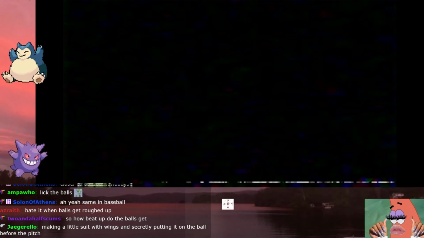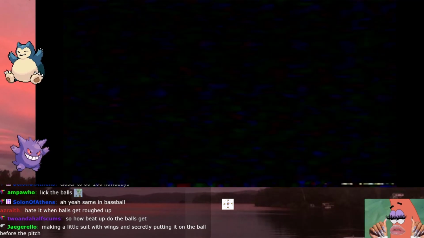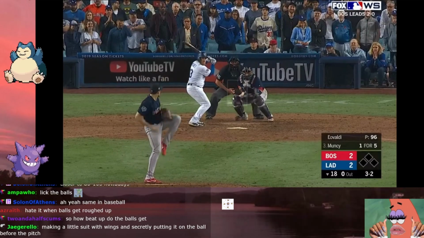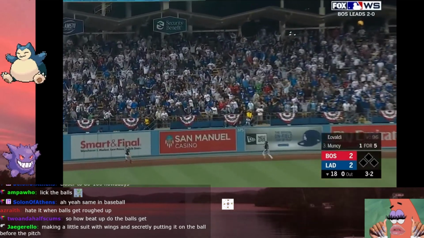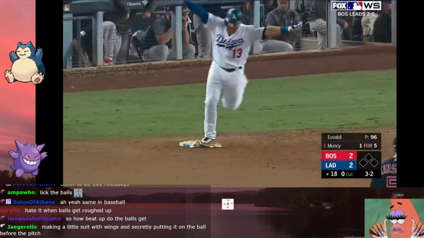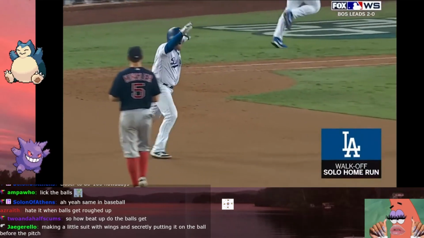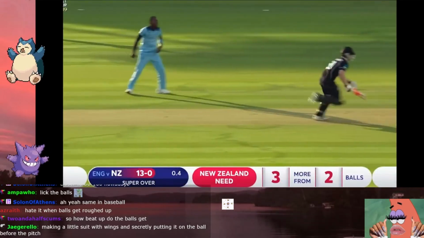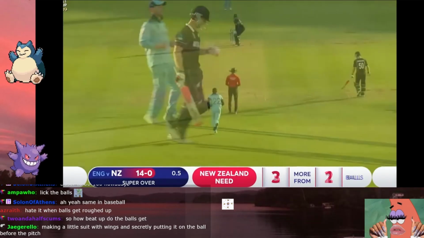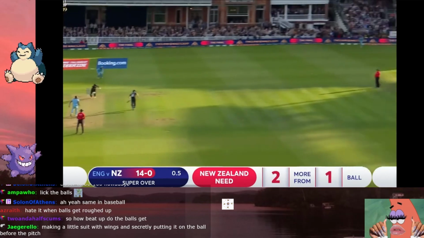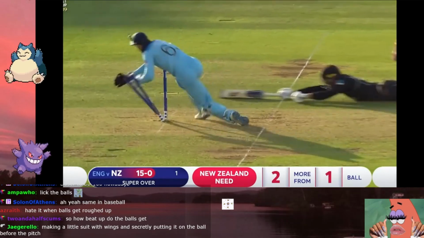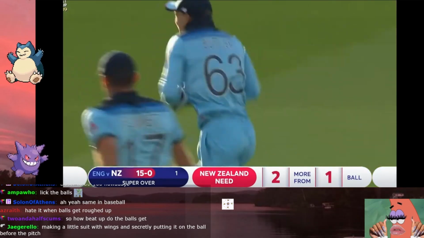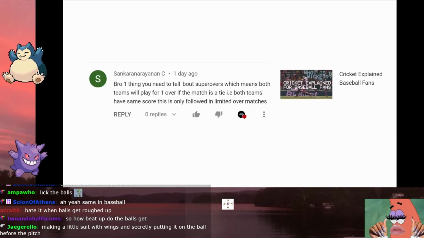Another similarity between the two games is that baseball and limited overs cricket deal with ties basically the same way. In baseball, if the game is tied after the 9th inning, they go on to extra innings, which is where additional innings are played until one team has scored more runs than the other team at the end of the inning. And in limited overs cricket, if the game is tied after the overs limit has been reached after the 2nd innings, they play what are called super overs, which is where each team bats for 1 over, and they keep doing this until the super over ends with one team having more runs than the other team, just like in extra innings. And a thank you goes out to YouTube user Sankara Narayanan C for pointing this out.